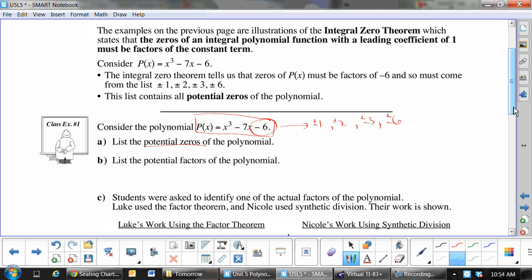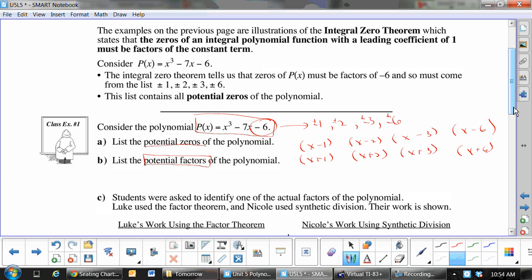So, list the potential factors. What would they be? x - 1, x + 1, x - 2, x + 2, x - 3, x + 3, x - 6, x + 6.